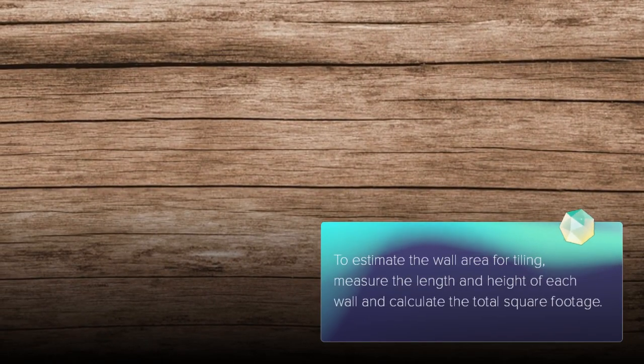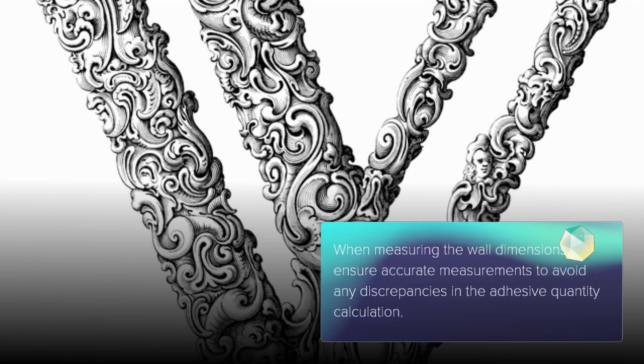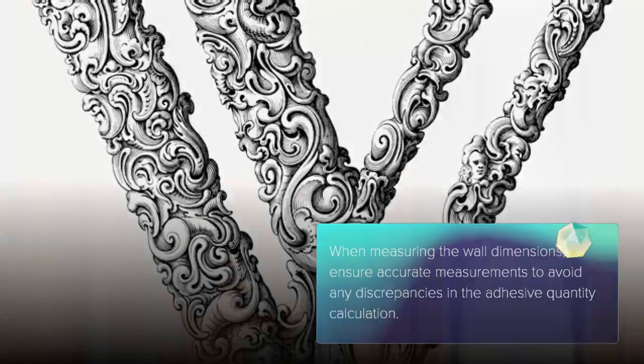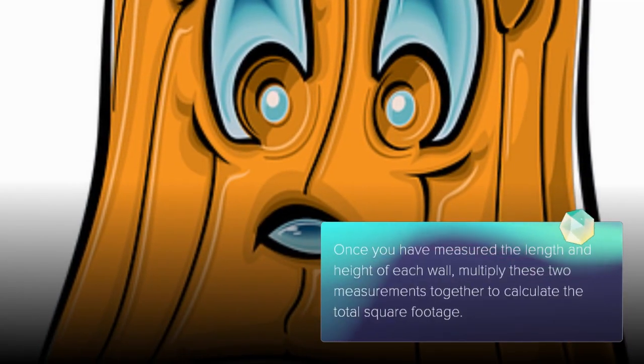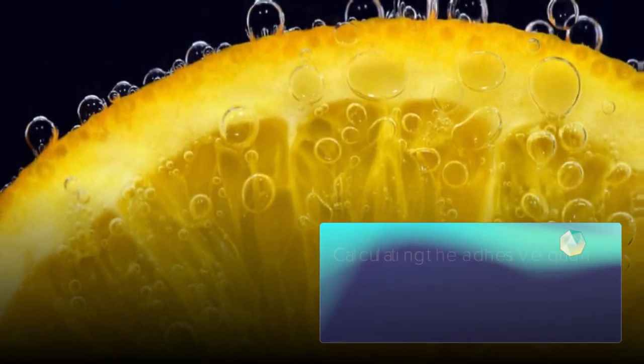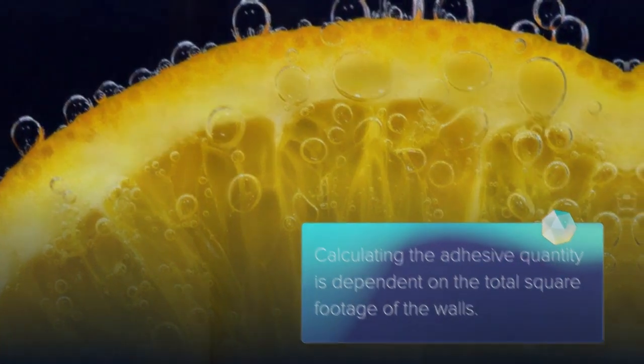To estimate the wall area for tiling, measure the length and height of each wall and calculate the total square footage. This step is crucial in determining the quantity of adhesive required for your tiling project. When measuring the wall dimensions, ensure accurate measurements to avoid any discrepancies in the adhesive quantity calculation. Once you have measured the length and height of each wall, multiply these two measurements together to calculate the total square footage. Calculating the adhesive quantity is dependent on the total square footage of the walls.